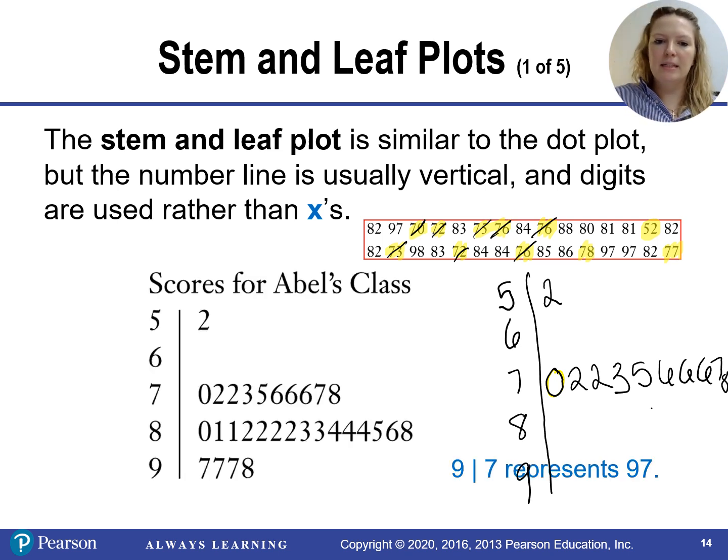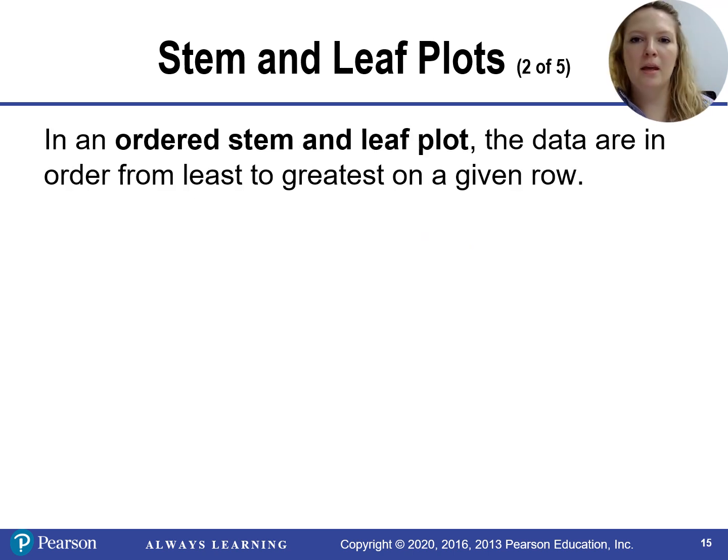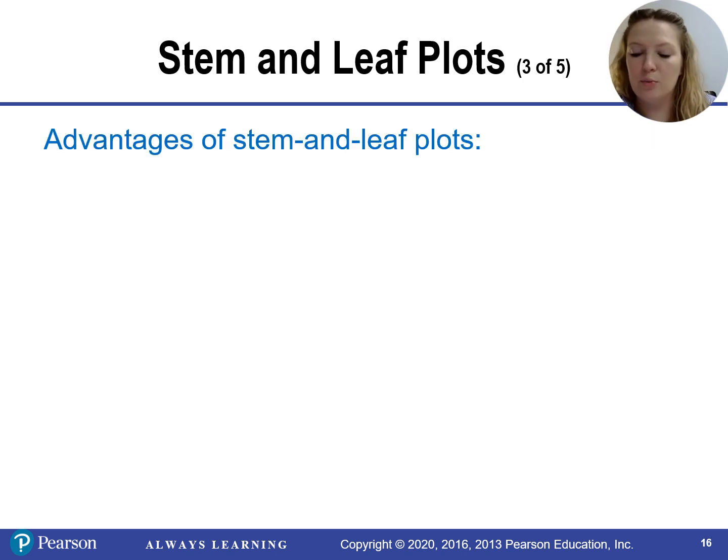Once I complete it, I would get something that looks like this. And this stem and leaf plot helps us look at the distribution of the data, identify these gaps and potential outliers. In an ordered stem and leaf plot, the data are ordered from least to greatest on a given row, like I was trying to do.